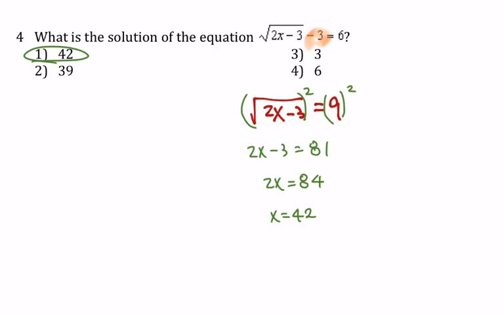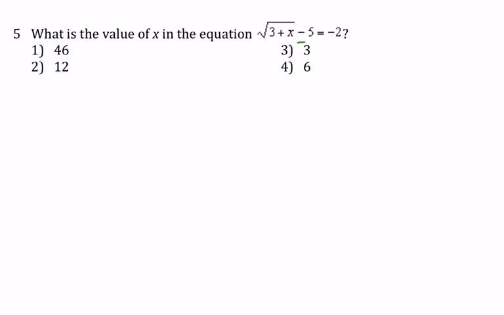Alright, let's move on to the next question. On number 5, we see the same deal. We need to get rid of negative 5 to isolate the radical by itself. Now, we can do this one, and we end up getting square root of 3 plus x equals 3. Now, by squaring both sides, we get to realize that 3 plus x must be equal to 9. That's right, then x equals 6.